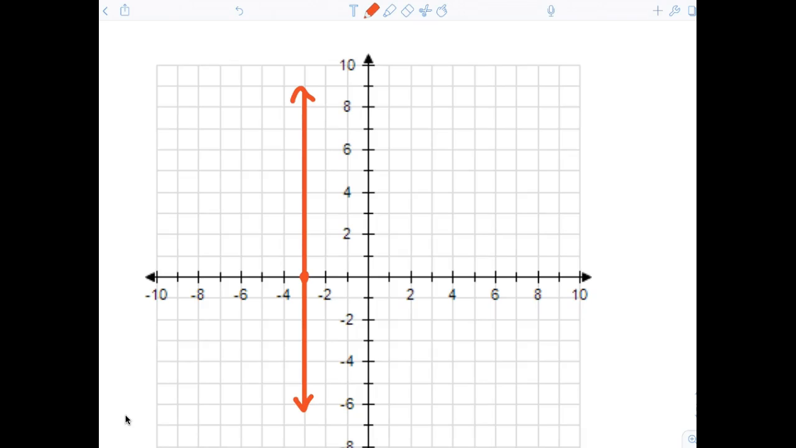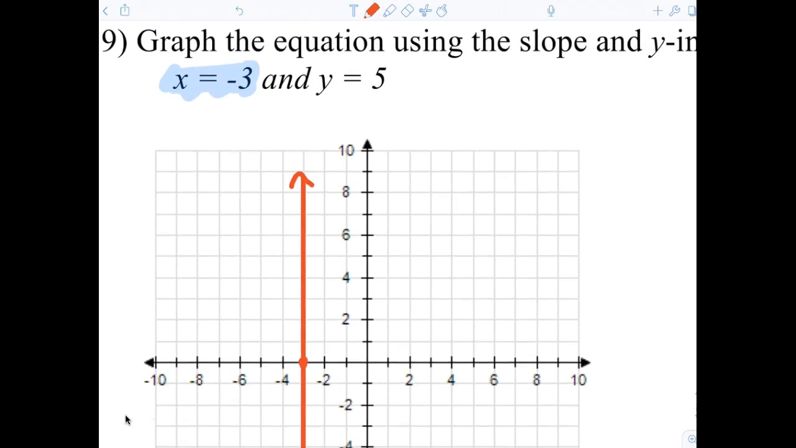So any x equals is always what type of line? Vertical. Any y equals is what? Horizontal. So they're also asking me to graph what? Y equals 5. So graphing y equals 5, you go to y equals 5, and then you draw what? A horizontal line. Everybody in here should be good.